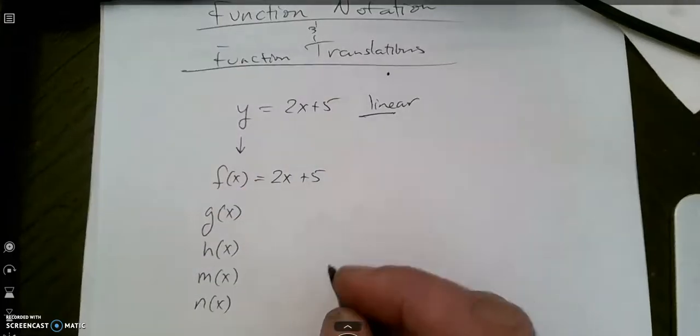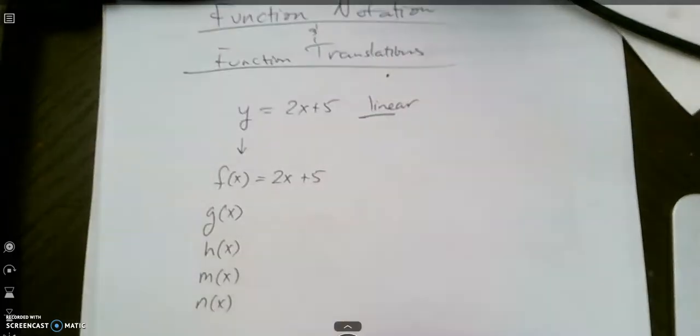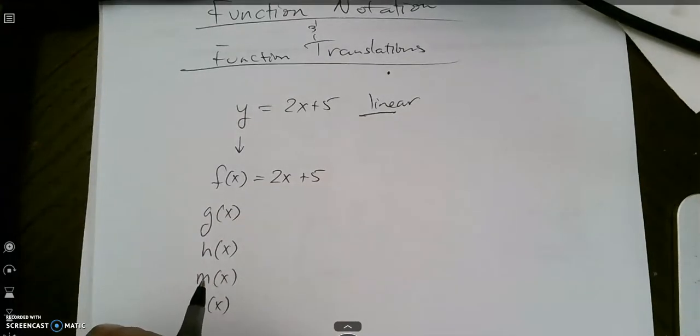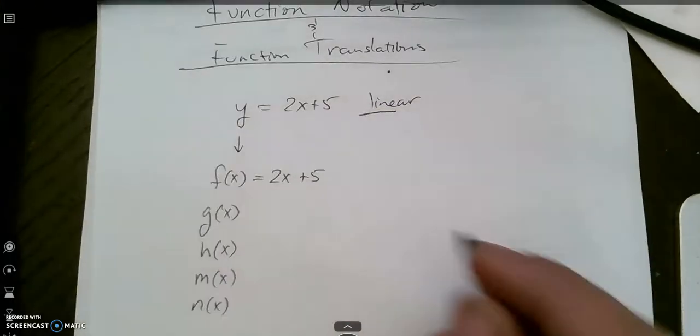It's like a name of the function. Rather than calling everything F, we're going to use this. It also allows us to do more stuff with Desmos. So that's the notation we're going to be using. Don't let it bother you too much.